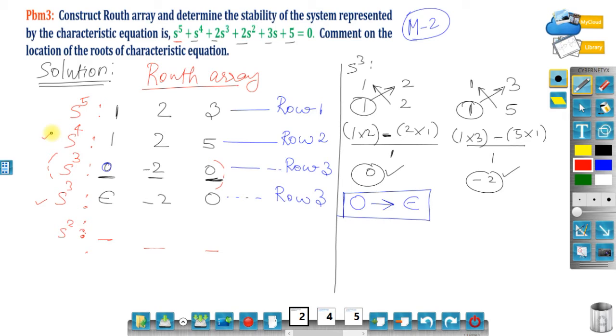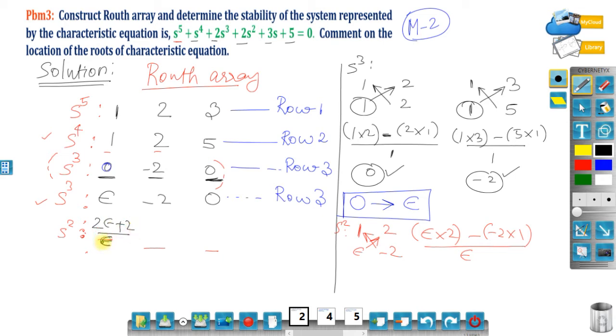I need to take the previous rows, like the s power 3 row and s power 4 row, right? So 1 2 eta minus 2, right? 1 2 eta minus 2, and while solving this matrix, eta into 2, minus 2 into 1 divided by eta. Okay, the answer is 2 eta plus 2 divided by eta. Am I right?